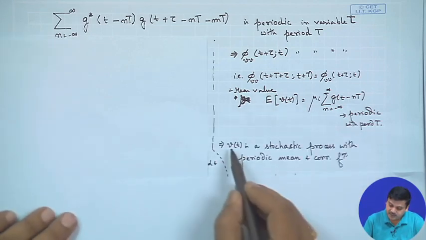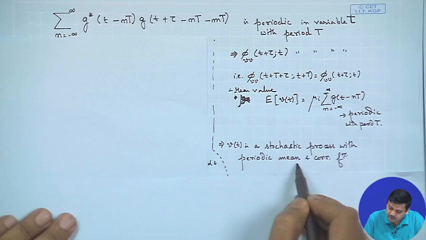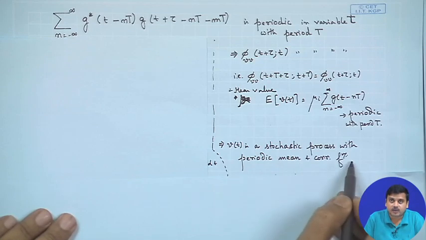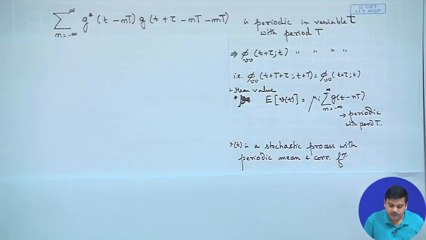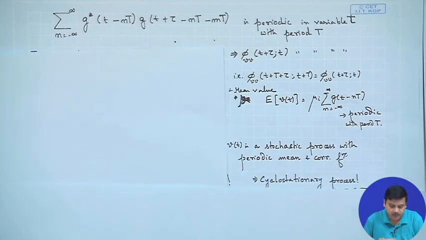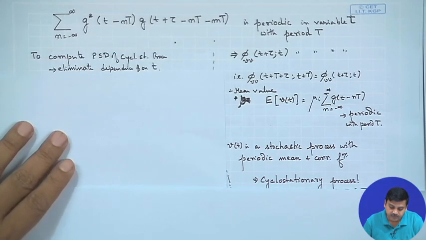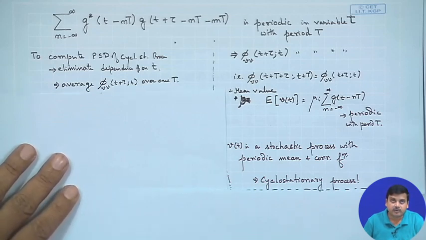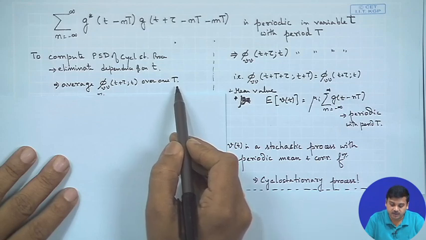So, what we see is that V t is a stochastic process with a periodic mean and a correlation function, right, which is also periodic. So, we have seen the correlation function is periodic, the mean is also periodic. Now, what we have is a cyclostationary process, right. So, since we have a cyclostationary process, in order to calculate the power spectral density, we have to eliminate the dependence on t, and therefore, you would like to average this expression over one time interval, right.